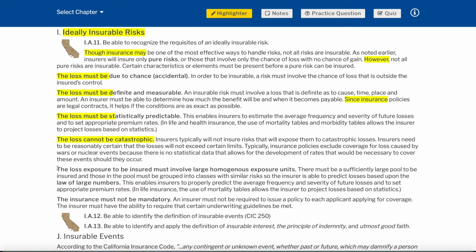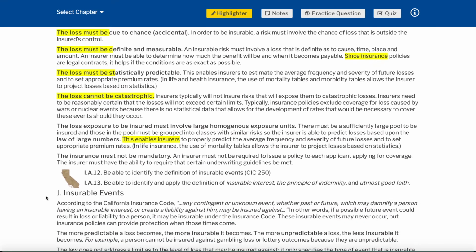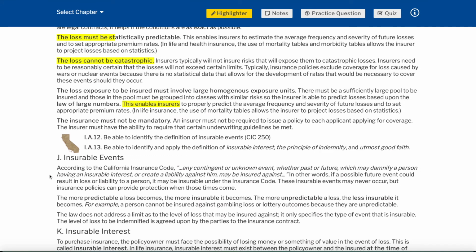The loss exposure to be insured must involve large homogeneous exposure units. There must be a sufficiently large pool to be insured, and those in the pool must be grouped into classes with similar risks so the insurer is able to predict losses based upon the law of large numbers. This enables insurers to properly predict the average frequency and severity of future losses and to set appropriate premium rates. In life insurance, the use of mortality tables allows the insurer to project losses based on statistics.